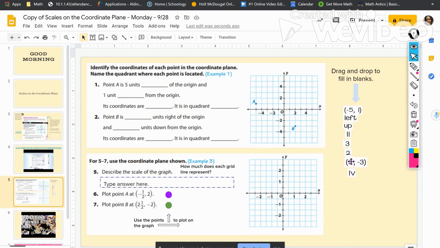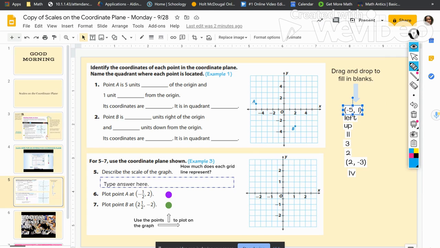This slide. All right, so identify the coordinates of each point on the coordinate plane. Name the quadrant where each point is located. So one says point A is 5 units blank of the origin and 1 unit blank from the origin. Its coordinates are blank. It is in quadrant blank. So over here, right here, it says drag and drop to fill in the blanks.